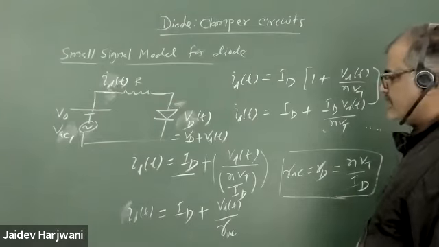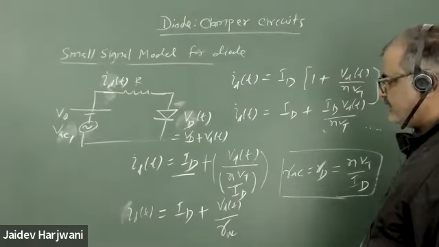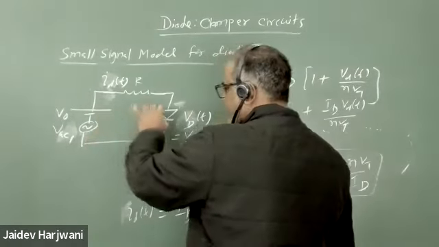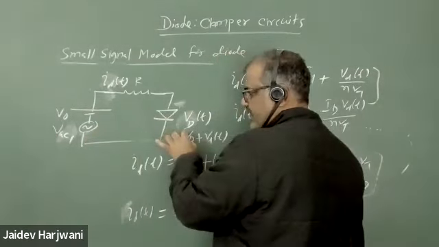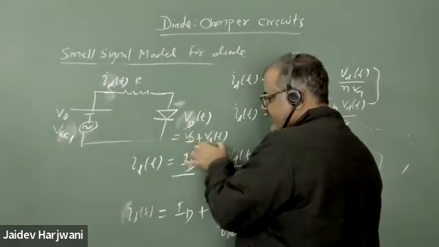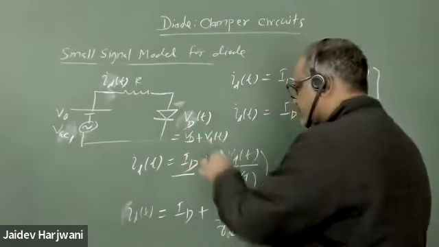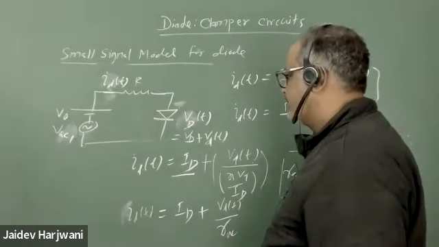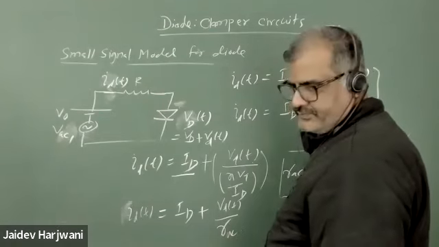Not VD plus VDT. VDT is the extra voltage. When there is only this source, you get the drop VD. When you put in the extra source, the voltage drop is VD plus VDT. The VDT is due to the AC source. The first one is due to DC, the second one is due to AC, and the complete one is the total.